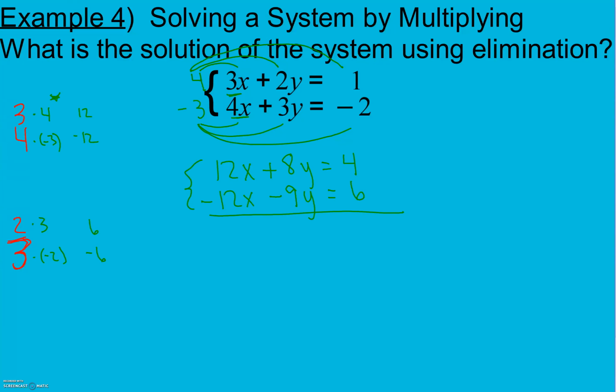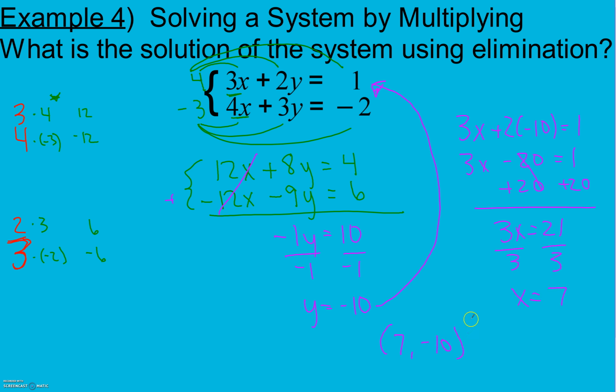Combine our equations. Now we can add: 0, negative 1y equals 10. Divide by the negative 1, and we get y equals negative 10. Now that I know y, I can substitute it back into any equation to find x. 3x plus 2 times negative 10 equals 1. Multiply first and then bring down the rest of your equation. I'm going to add 20 to get rid of my subtraction, and divide by 3 to solve for x. So I get x is 7.